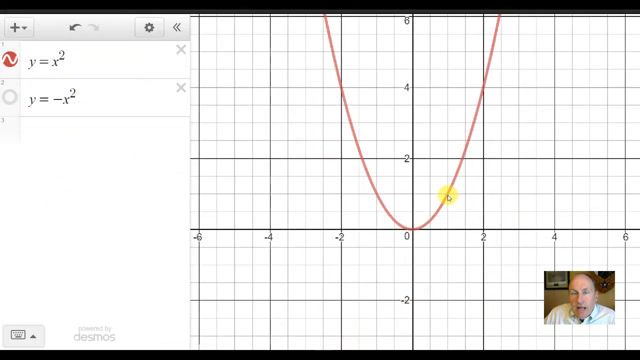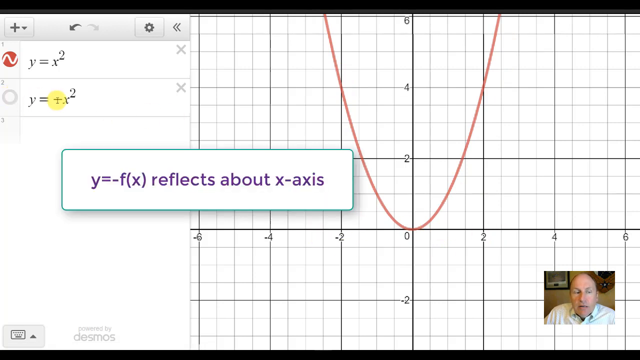Let's look at a second type of transformation, and that's a reflection. To reflect a function about the x-axis or the horizontal axis, we put a negative sign in front of the function. And what that does is it takes any positive output, makes it negative. It takes any negative output and makes it positive. The result being that the graph gets reflected or flipped about the horizontal axis.